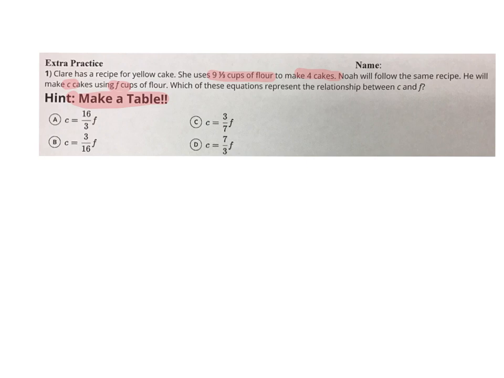You can also see that for each of our options, C is the letter that is by itself. So when we're making our table, we put it on the right side. As you can see, C is on the right side. In order to write an equation, we need to find the constant of proportionality, but we need to convert our mixed number, 9 1/3, into an improper fraction first.